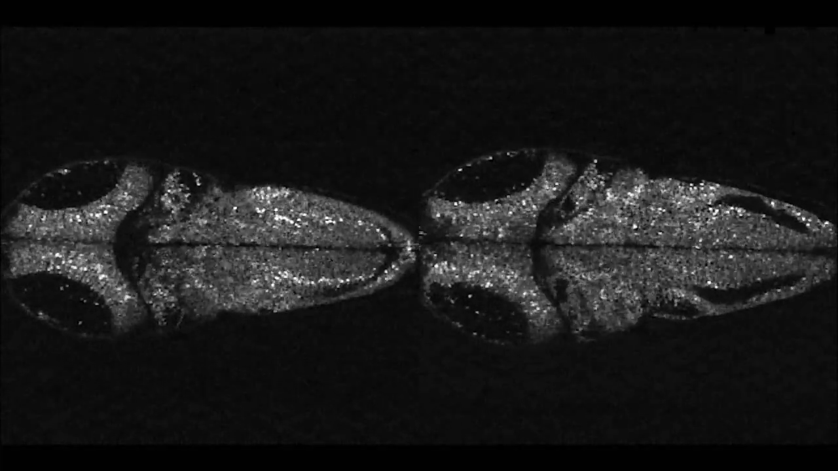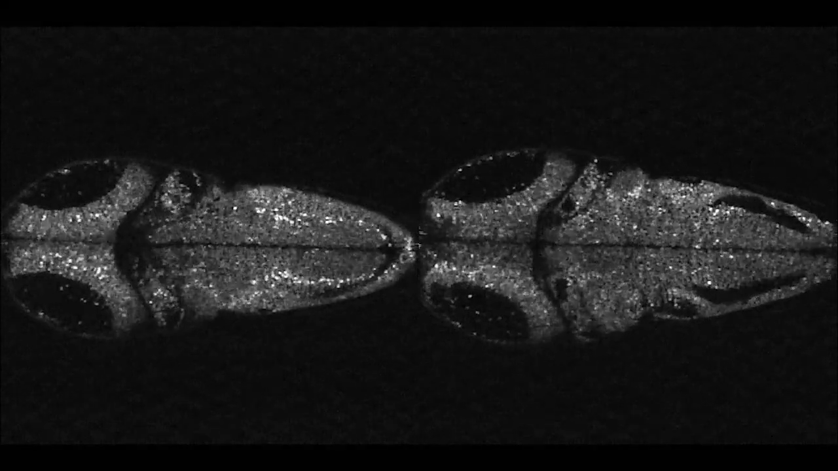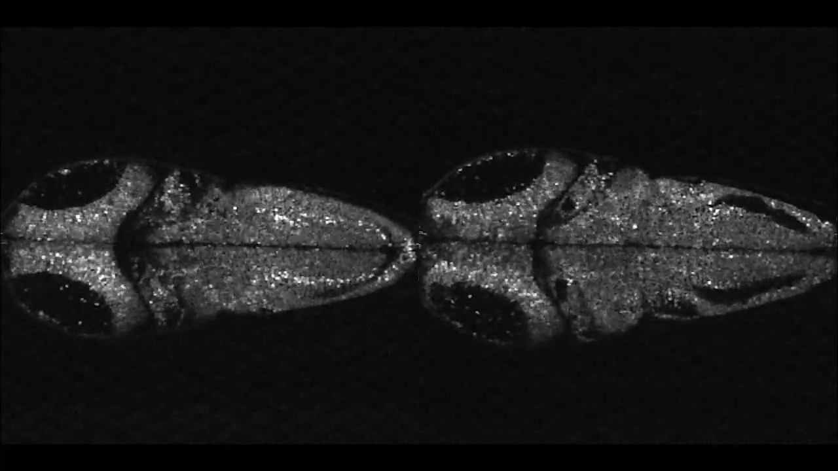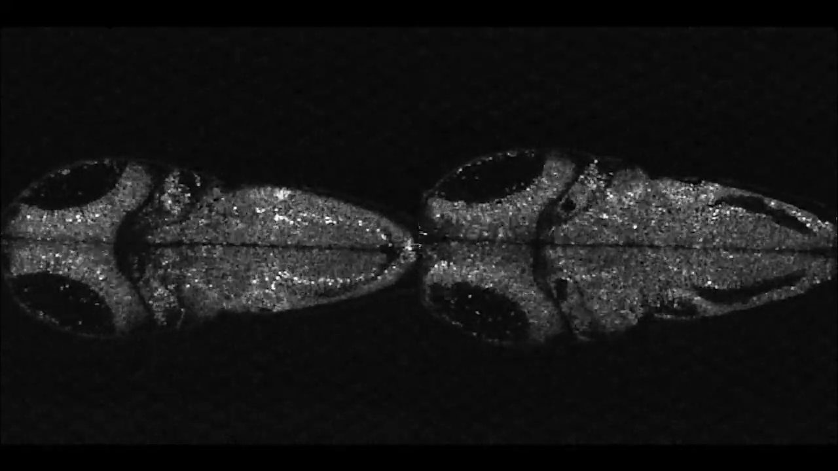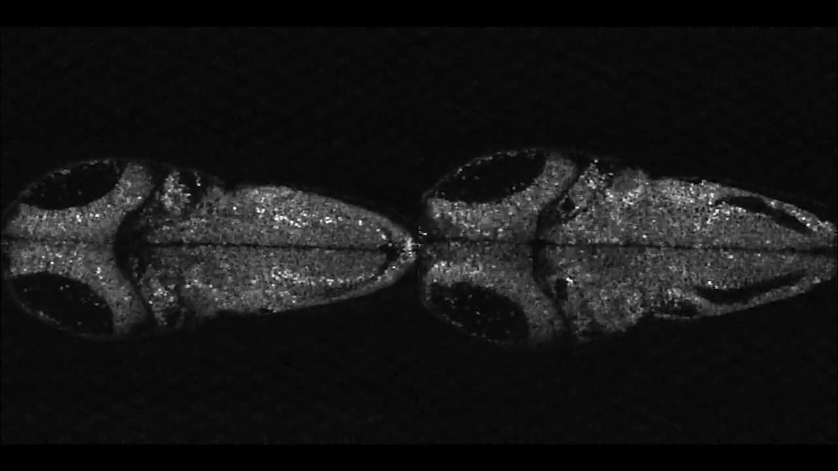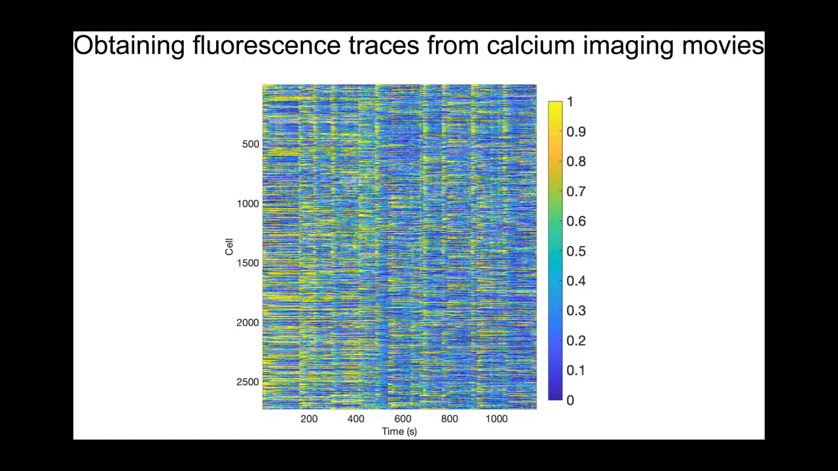In this example, we show two optical sections from a typical movie. The field of view shows the midbrain and hindbrain with the head oriented to the left. The small flashing dots represent the activity of individual neurons. From such movies, we can measure the activity in a large number of neurons throughout the brain, as shown here. In this experiment, we identified over 2,500 active neurons, with each fluorescence time course represented as a row in this matrix. The bright yellow color represents elevated fluorescence relative to the darker blue color.